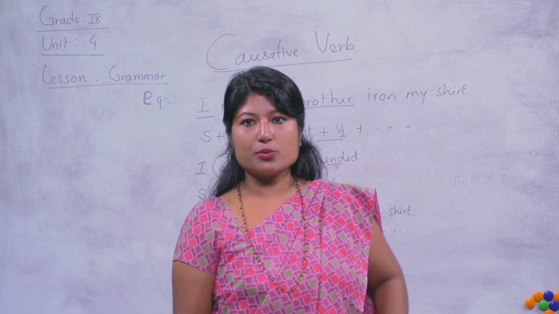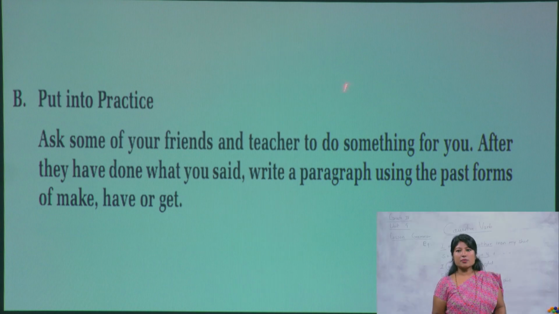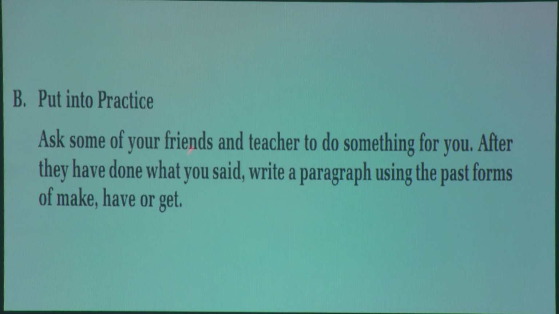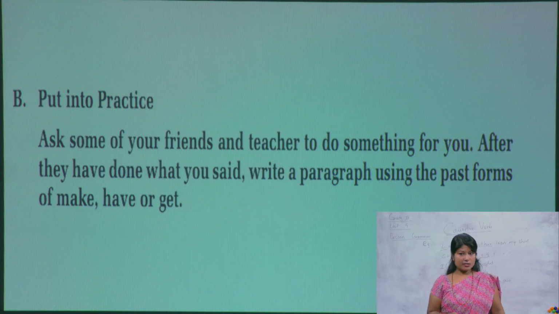Now look at here, put into practice portion. Okay, one more exercise there. Ask some of your friends and teacher to do something for you. After they have done what you said, write a paragraph using the past forms of make, have or get. So ask your friends to do. Maybe you can ask your friend to bring a pen for you, or you can say I got my friend to bring a pencil, right?